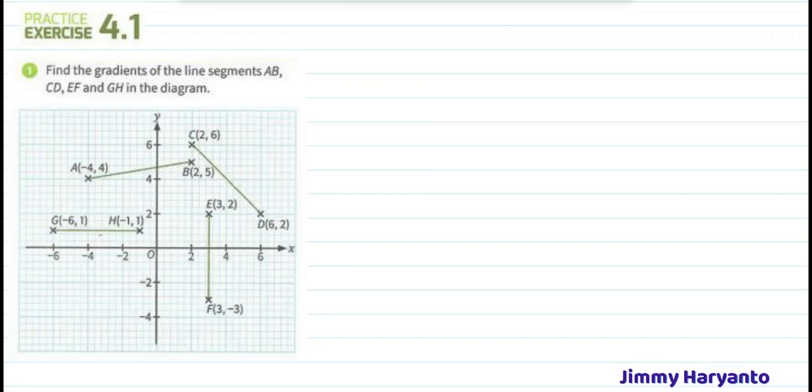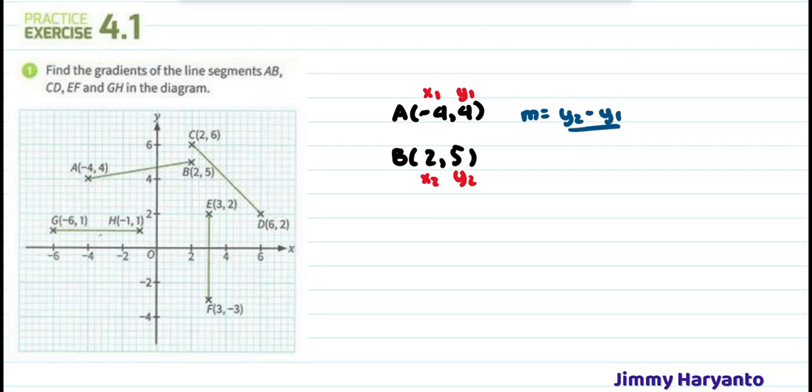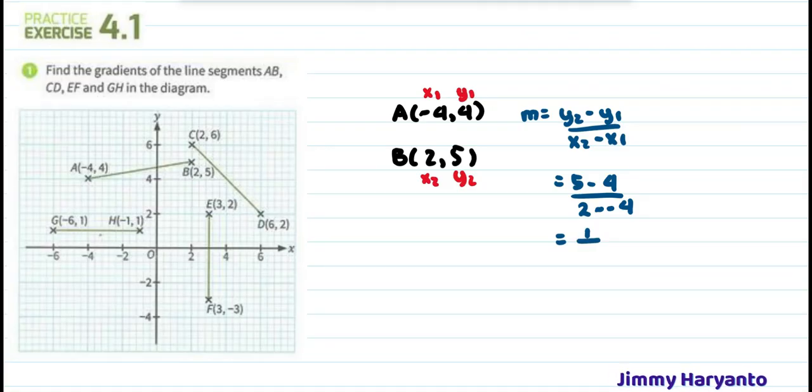We'll start from practice exercise 4.1. The question wants you to do 1AB, so we have to find the gradient of AB. As we can see, we have A(-4, 4) and B(2, 5). We'll label this as x1 and y1, and this one is x2 and y2. The formula for the gradient is y2 minus y1 over x2 minus x1. So the gradient will be 5 minus 4 over 2 minus (-4). So the final answer is 1 over 6.